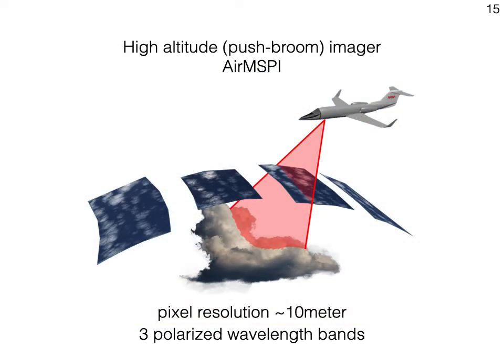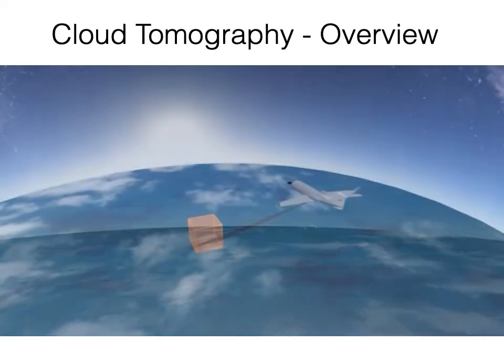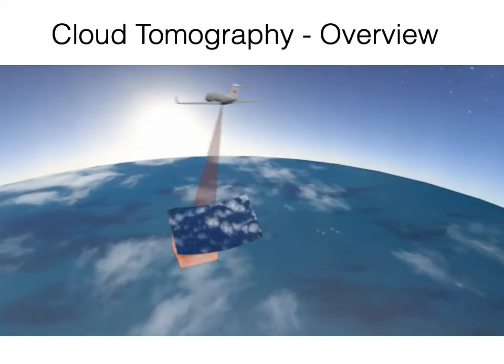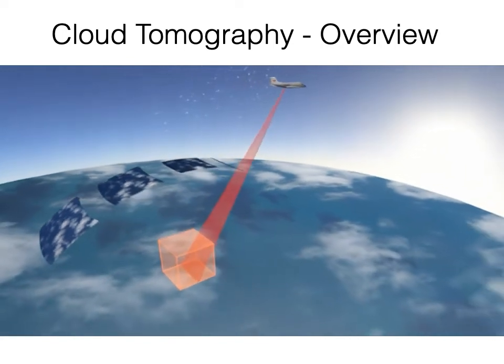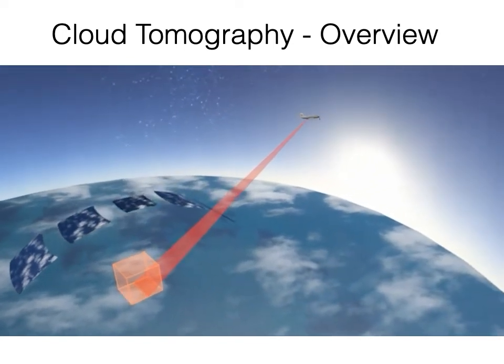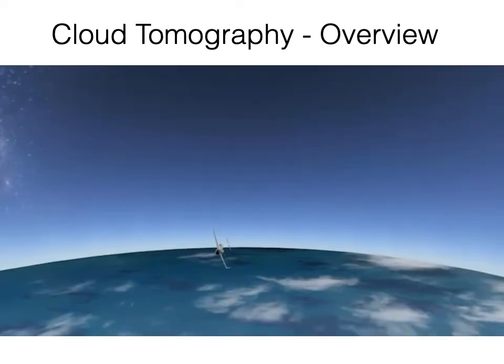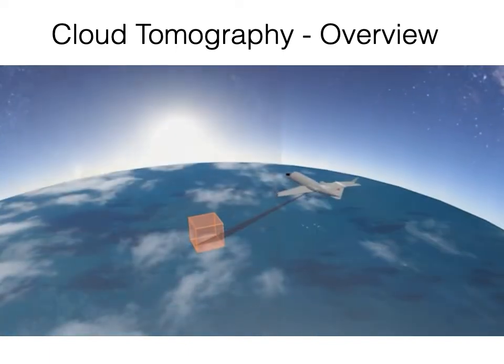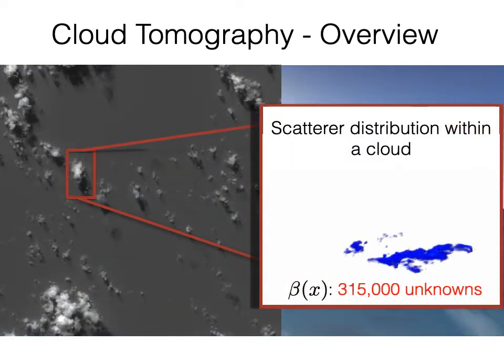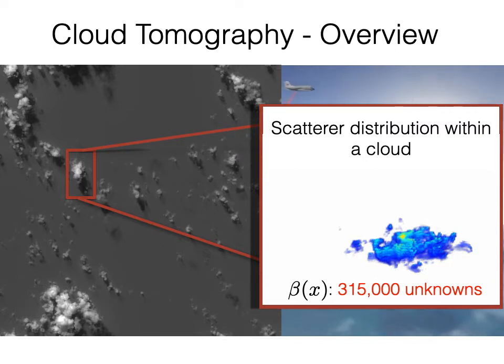Now, while Cloud CT is still in the planning phase, and even before the concept was created, our initial computational advances largely focused on data and simulations of JPL's AirMSPI. The computational question we were initially asking was, can we use the 9 views of AirMSPI to retrieve a 3D volumetric distribution of extinction? That is, how dense is each voxel or volume element within a cloud?